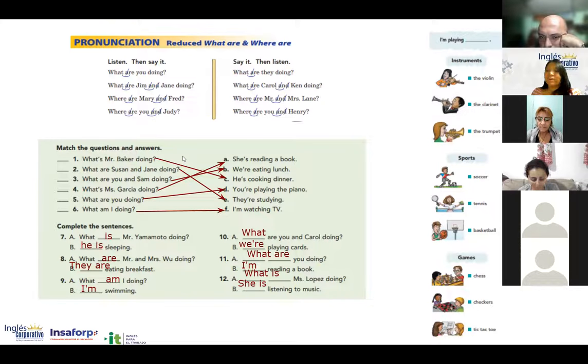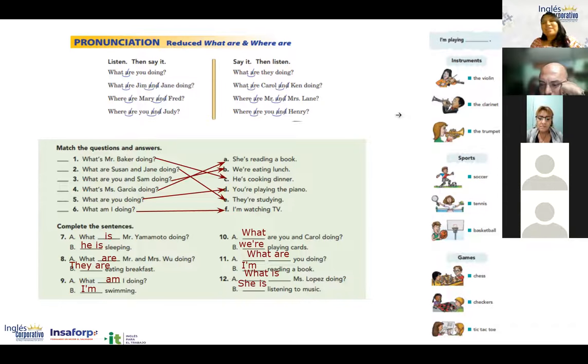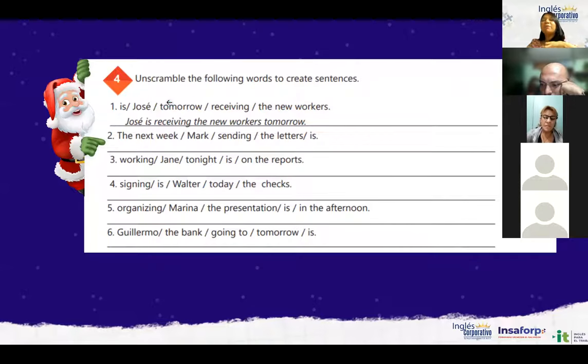Okay, so tomorrow we are going to play tic-tac-toe. Yes. Bachillerato stop. Mañana. Okay, bachillerato stop. Stop the bus. Okay, we are going to play stop the bus tomorrow. Okay, guys. So now let's unscramble the following words to create sentences.